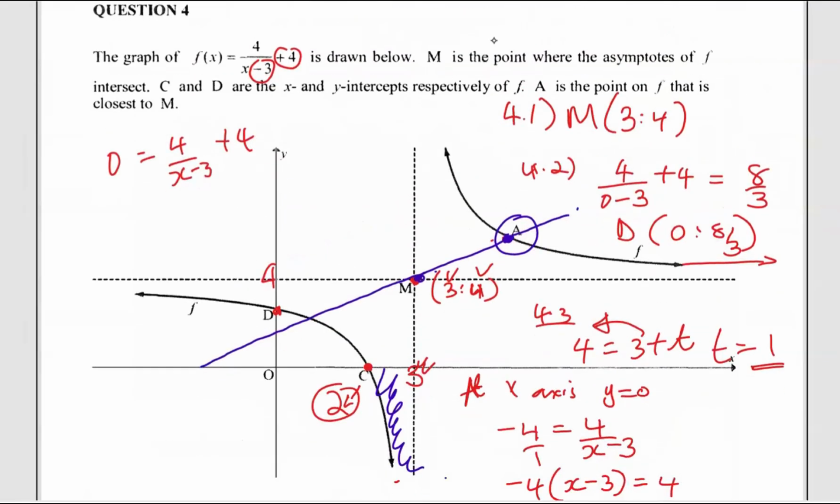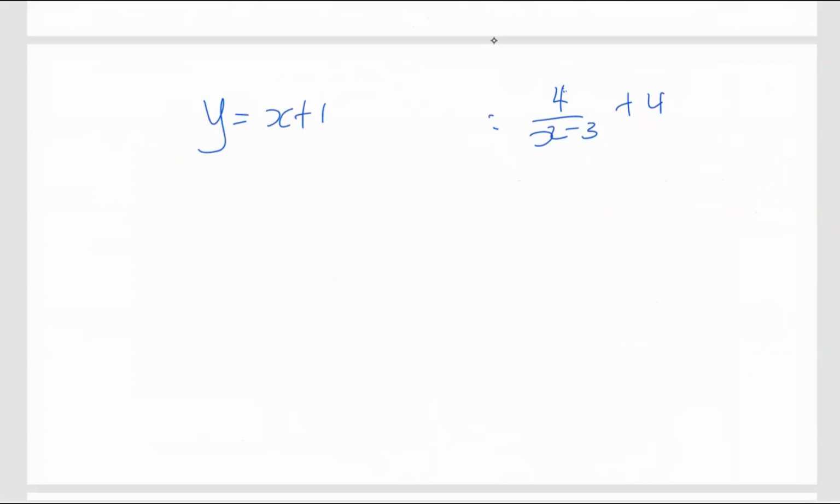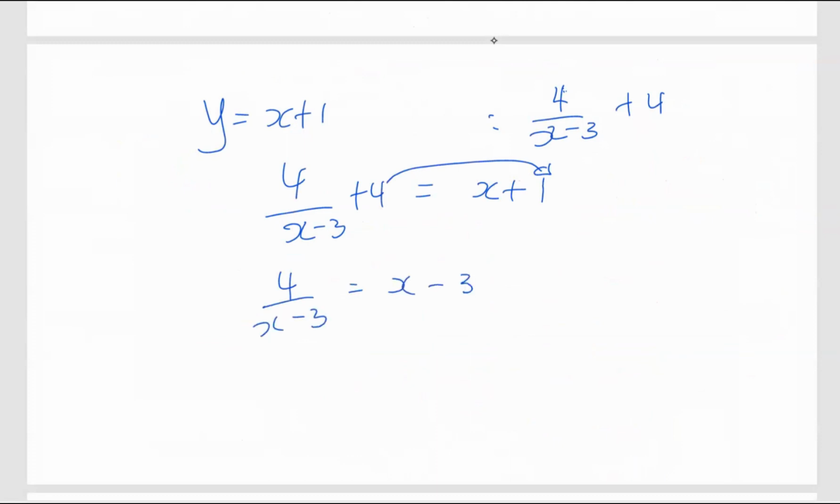Is that true? 4 over x minus 3 plus 4. Yes, perfect. Then I'm going to equate the 2. So 4 over x minus 3 plus 4 should be equivalent to x plus 1. Let's move this to that side. So 4 over x minus 3 is equivalent to x minus 3. Then cross multiply. 4 should be equivalent to x minus 3 squared.